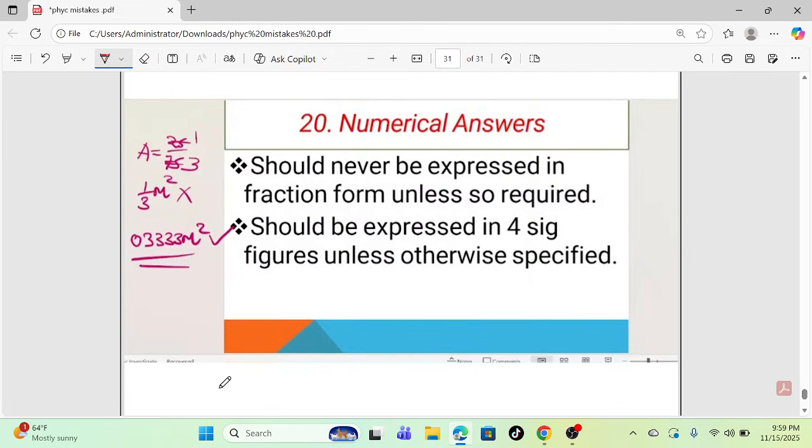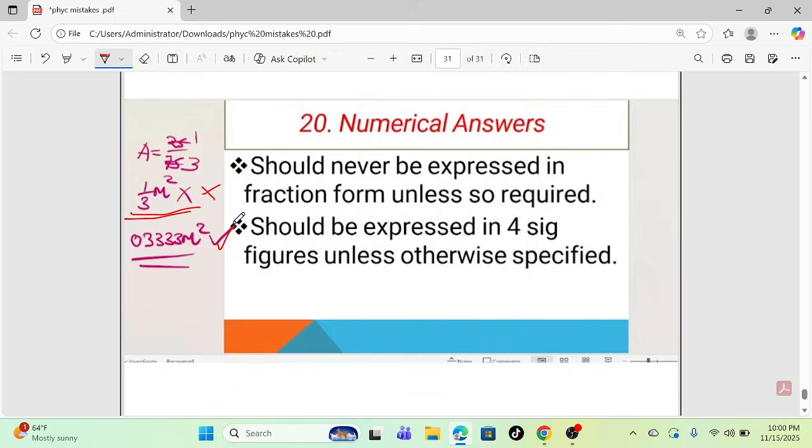Numerical answers should never be expressed in fraction form unless it's required. That's why I usually advise students that physics answers should be in decimal form, not in fraction form, unless it's required. For example, if the question is 25 out of 75, someone writes 25 over 75 and gets 1 over 3 meter squared. You will not get marks, my friend. You will miss. And this one you will get. But if the question requires fraction form, it is fine, you will get the answer because you followed the instruction.